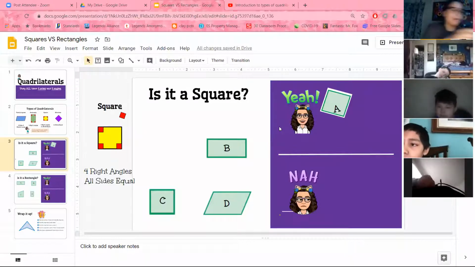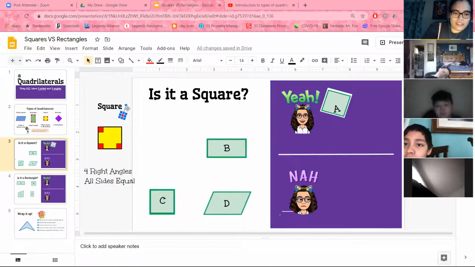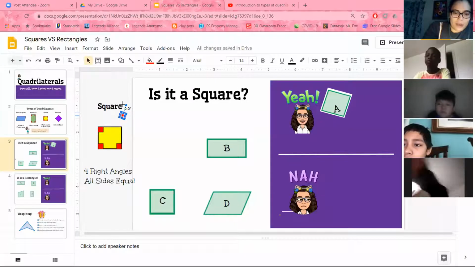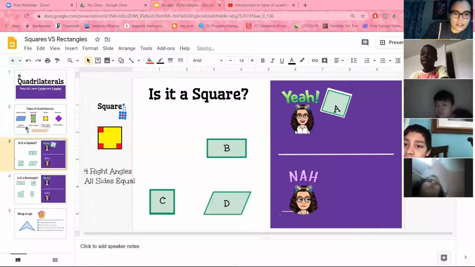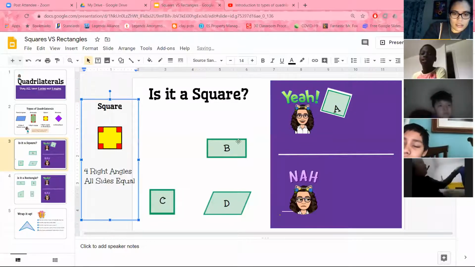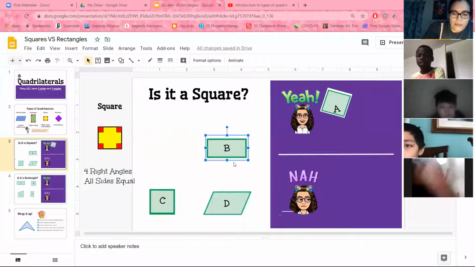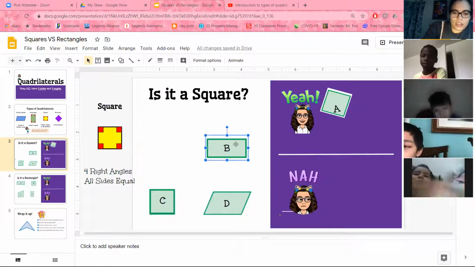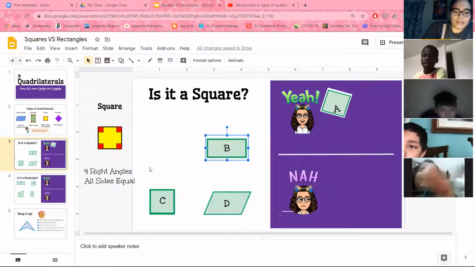All right, patience. B, shape B. Is that a square? B is not a square. Why not? Because B is not a square because it is longer. The top and bottom sides are longer. Yes. So what does that mean?